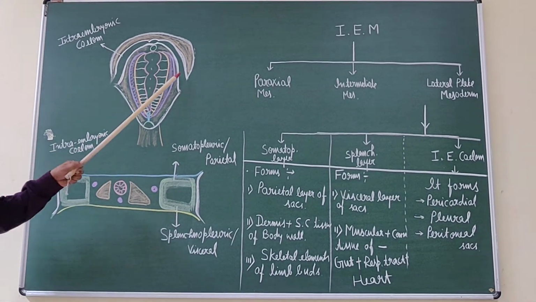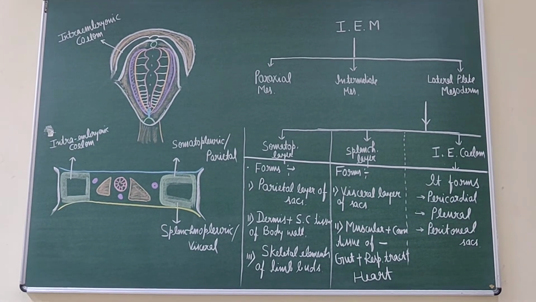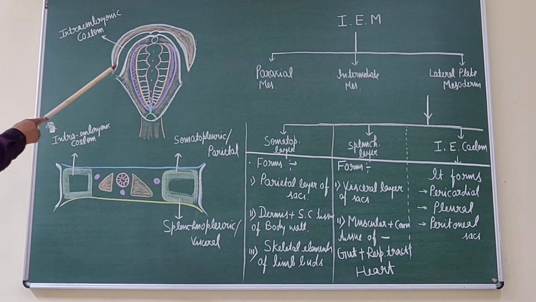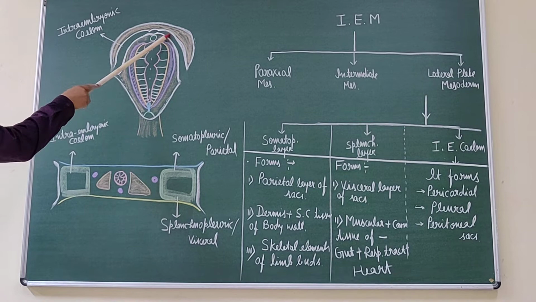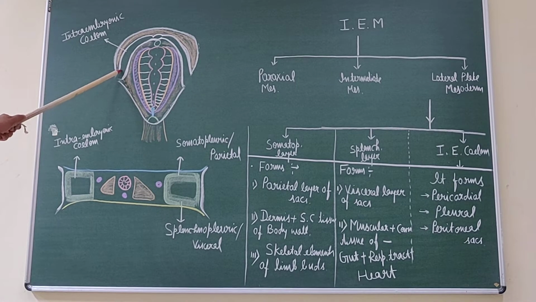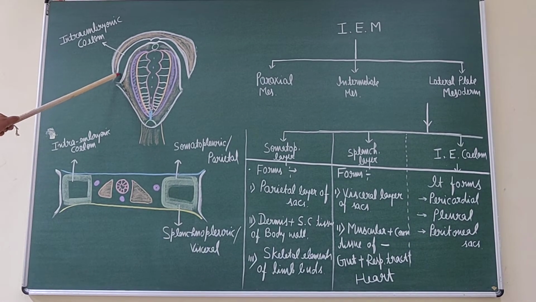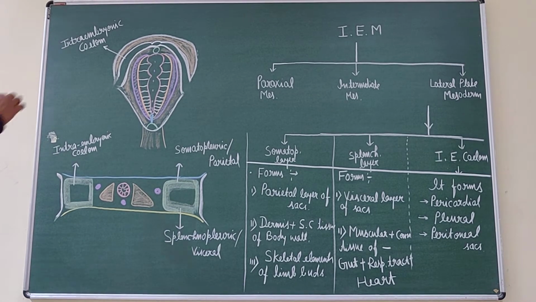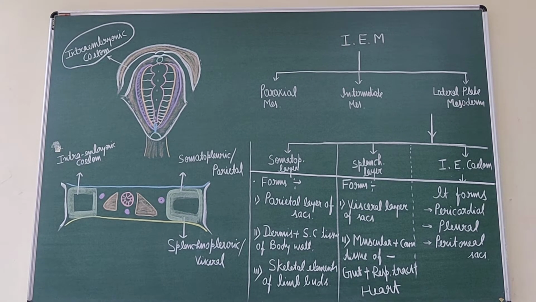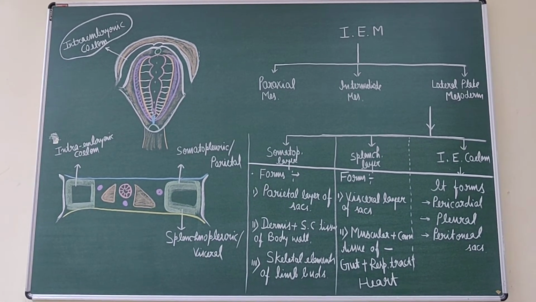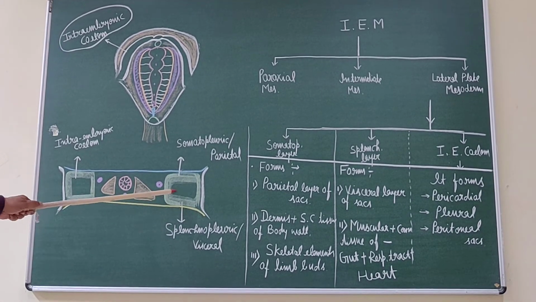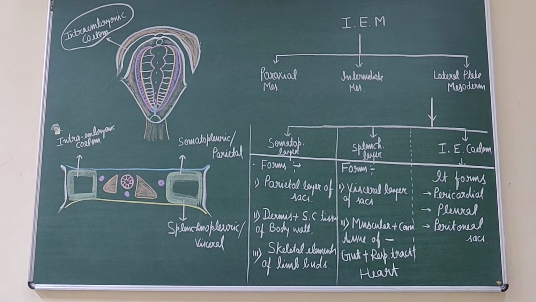After the formation of the small cavities in the lateral plate mesoderm, these small cavities unite and form a large continuous cavity. This cavity is formed in the lateral plate mesoderm, and it is known as the intraembryonic coelom. There is also the extraembryonic coelom, that is the chorionic cavity, and this is the intraembryonic coelom that is formed in the lateral plate mesoderm.